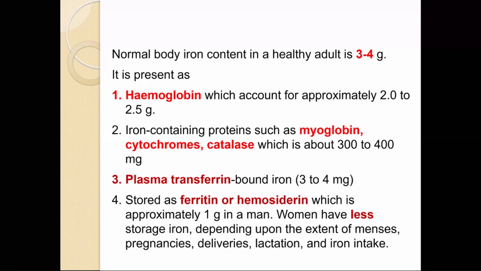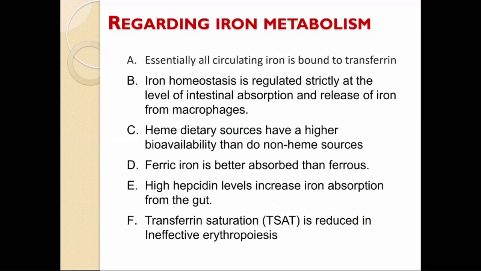And then you have the iron that is stored in the liver or in other macrophages as ferritin or hemosiderin. The iron stores are much higher in a man, about 1 gram, but women usually have a lesser amount of iron stored in the body, and it depends on whether they are menstruating, pregnant, or lactating, and on the iron intake as well. Right? So this is a very brief, very easy MCQ. Can you try and answer this as well?